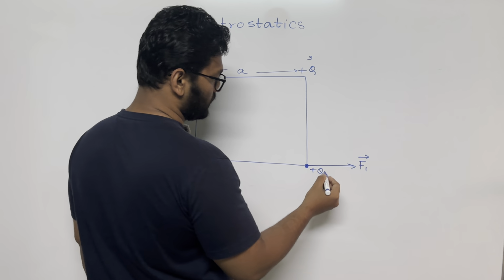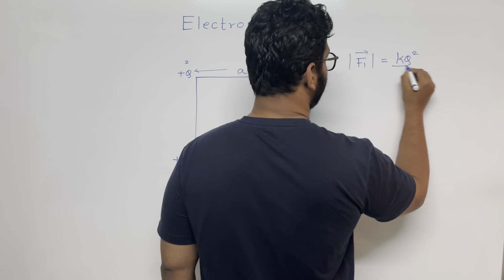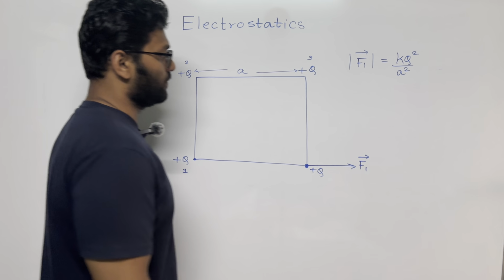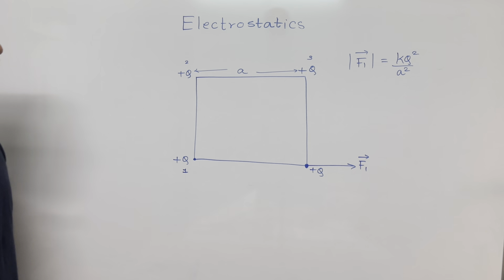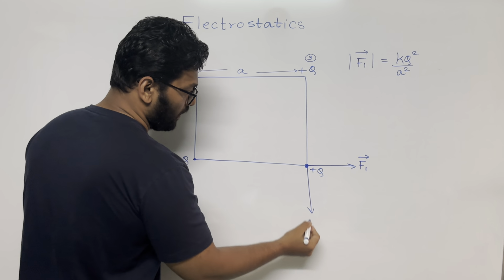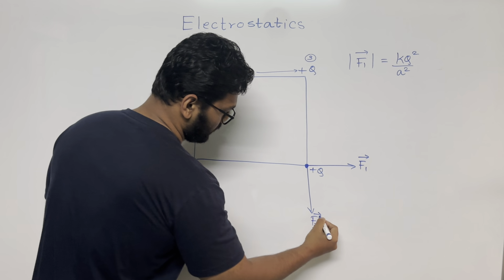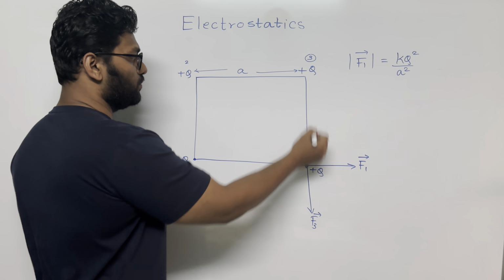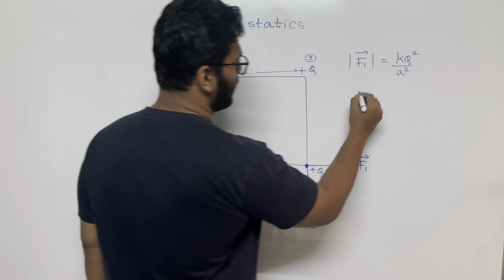The distance is a, so the force is kq square by a square. Okay, this is the magnitude. Now let's look at the third charge. The third charge will apply a force in this direction. This is F3 bar. The distance between these two charges again is a, so the magnitude of F3 bar is kq square by a square. This is again the same magnitude, but it is in this direction.